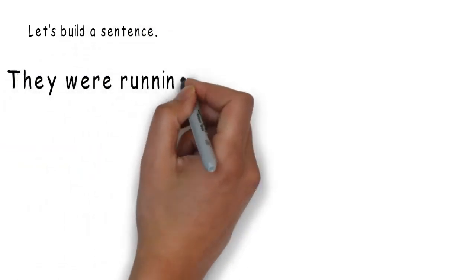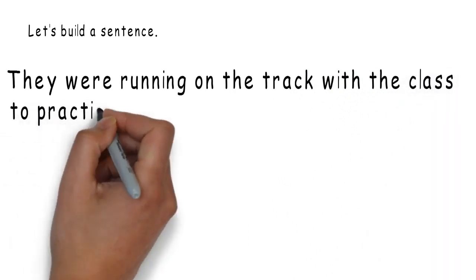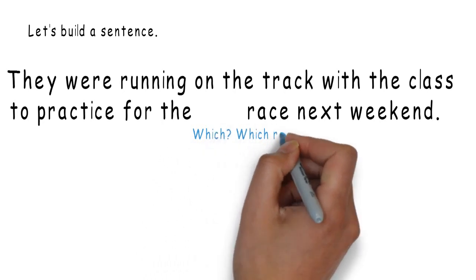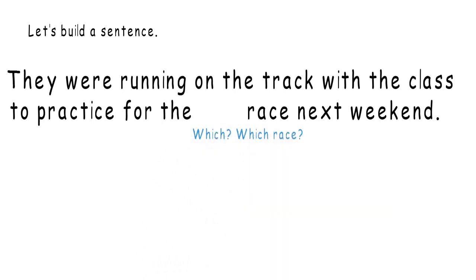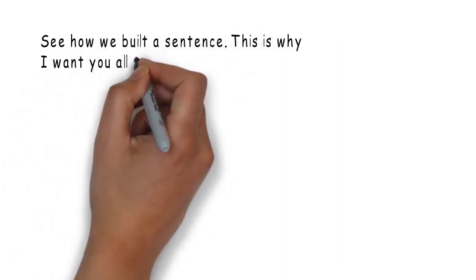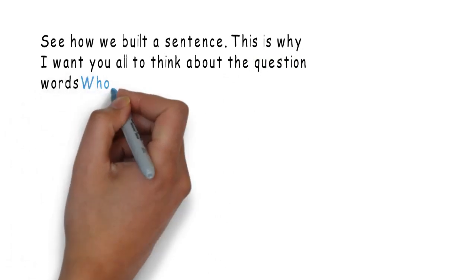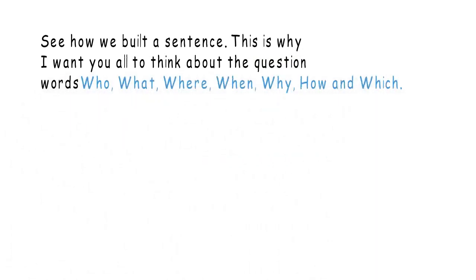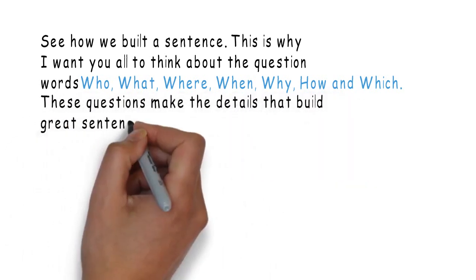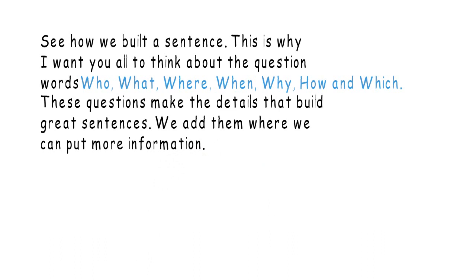Let's build a sentence. They were running on the track with the class to practice for the race next weekend. Which race? To practice for the road race next weekend. See how we built a sentence? This is why I want you all to think about the question words who, what, where, when, why, how, and which. These questions make the details that build great sentences. We add them where we can put more information.